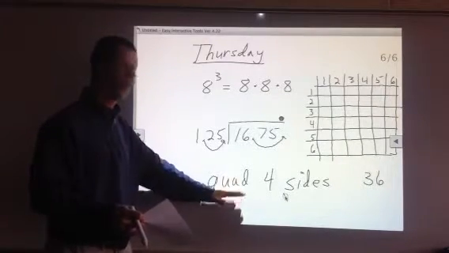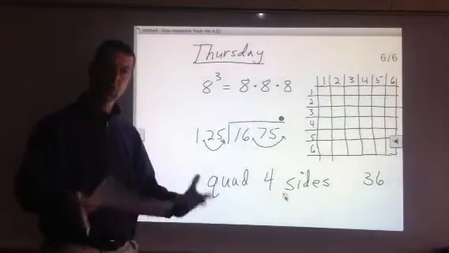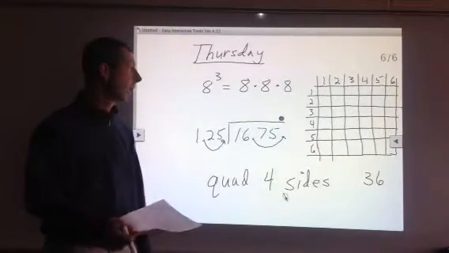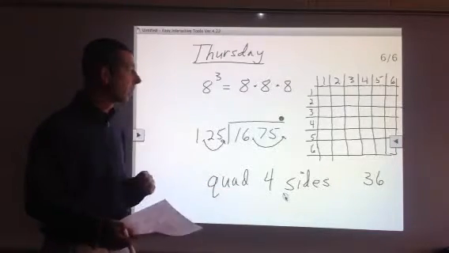Okay, a quadrilateral has 4 sides. 4 sides on a quadrilateral. It's like a quad runner has 4 tires. So when you're picking out a quadrilateral, think 4 sides.